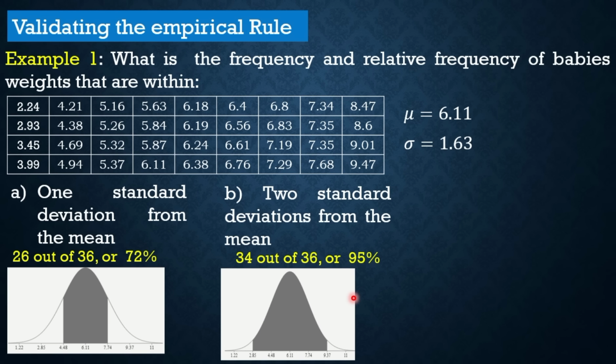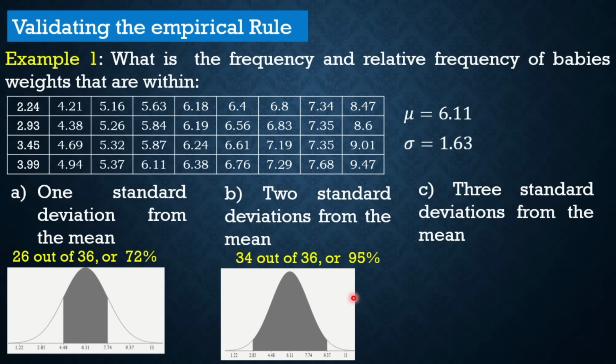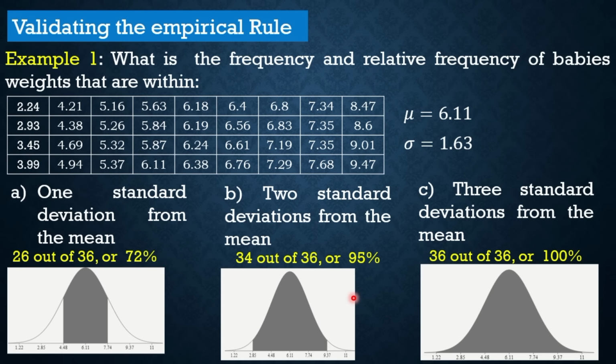So, ito yung sinasabi ko kanina. And then, kapag kukunin natin yung three standard deviation from the mean, so that is, of course, 100% of the graph. So, mula dito kay 1.22 to 11. So, kapag lahat na to ay included. So, 36 out of 36, that is 100%. Next.